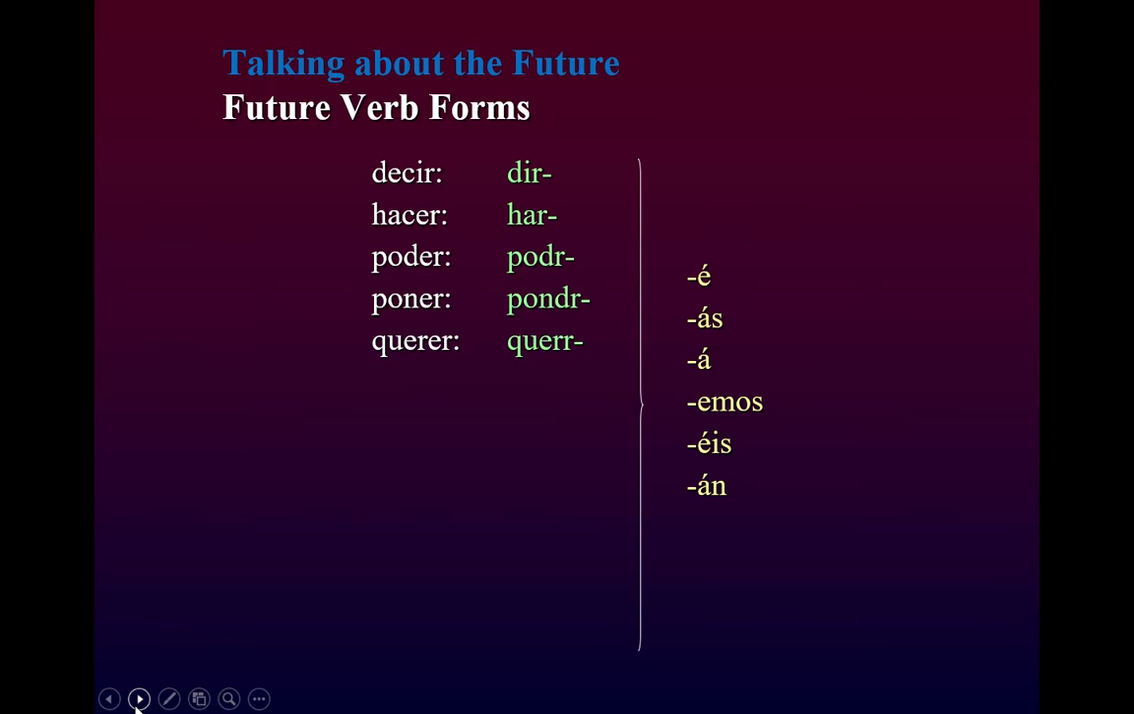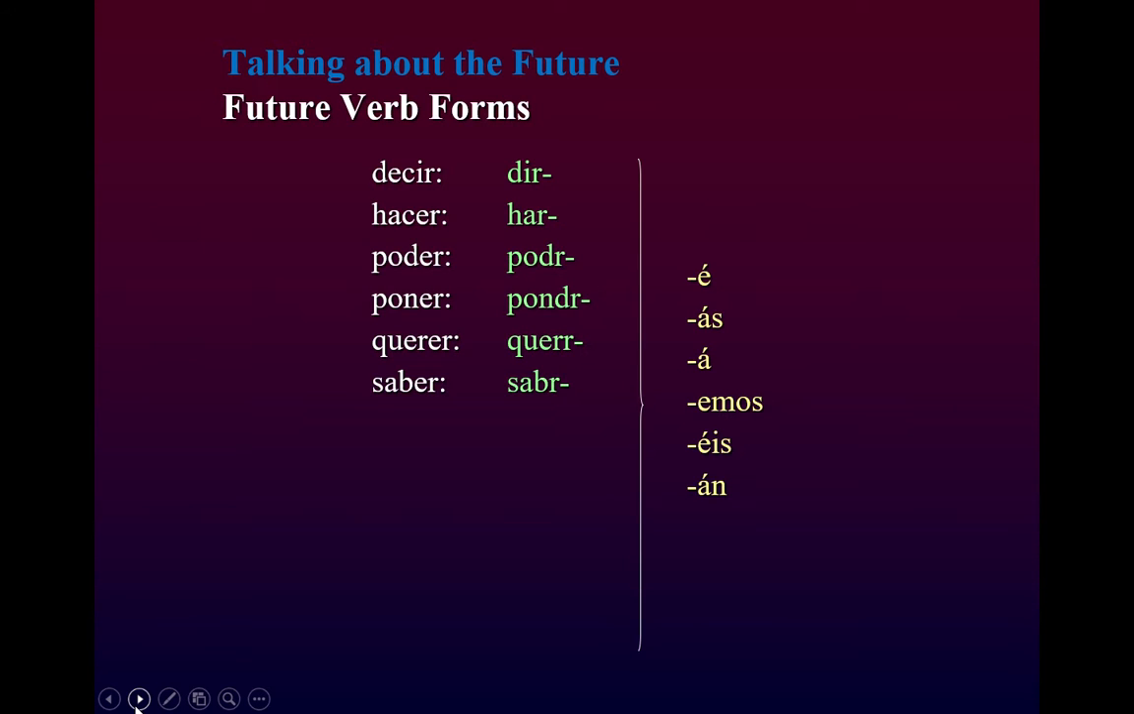The verb querer. Querer drops the E out of the stem, and so the R becomes doubled. So to say I will want, you would say querré. Now, querer is not a verb that you hear in the future very often, and you really don't hear it in English either that often. You very rarely say I will want or they will want. You might say querrán ir, they will want to go.